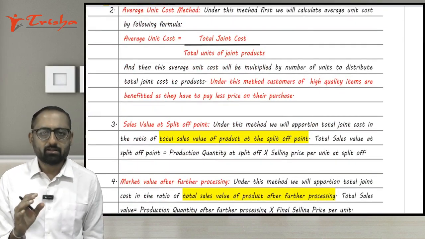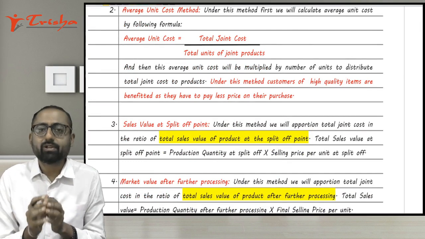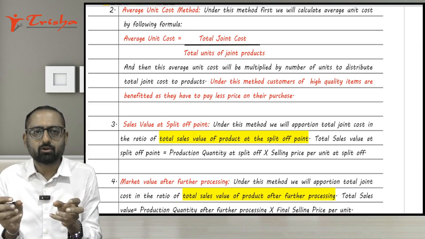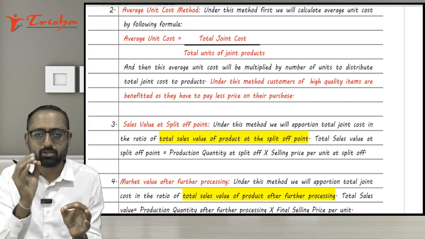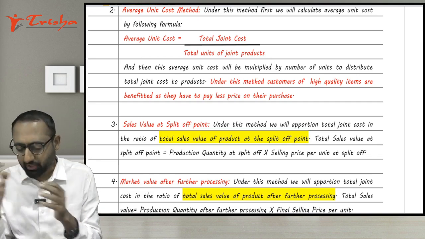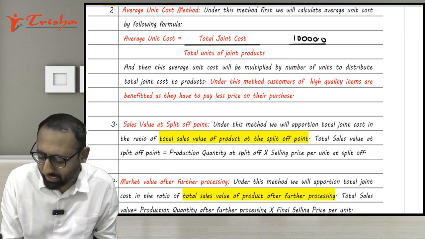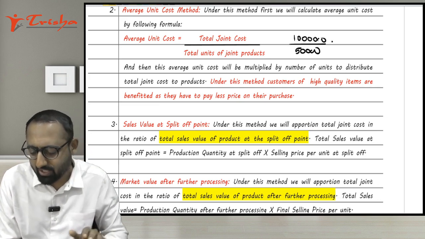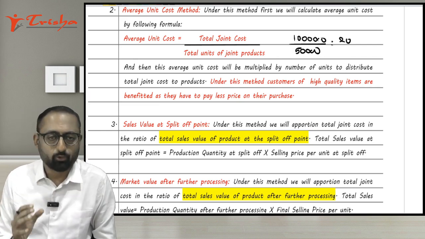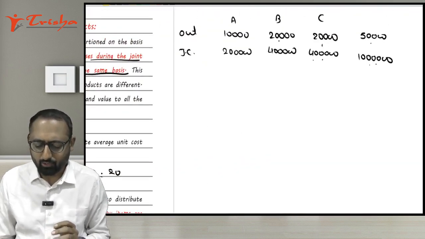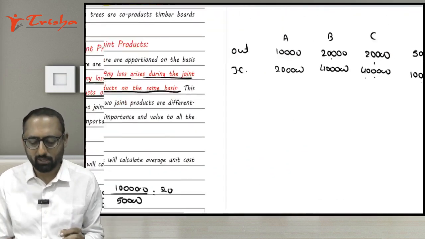Then a similar method, method number 2, that is average unit cost method. Under average unit cost method, you will calculate first of all average unit cost, and the formula is absolutely simple. Average unit cost is equal to total joint cost divided by total physical output. So in our example, our total joint cost is 10 lakh and our physical output was 50,000. Then average cost per unit will be 20 rupees. Now you just have to multiply that 20 with 10,000, 20 with 20,000, and 20 with 20,000. You will get the apportionment of the joint cost.